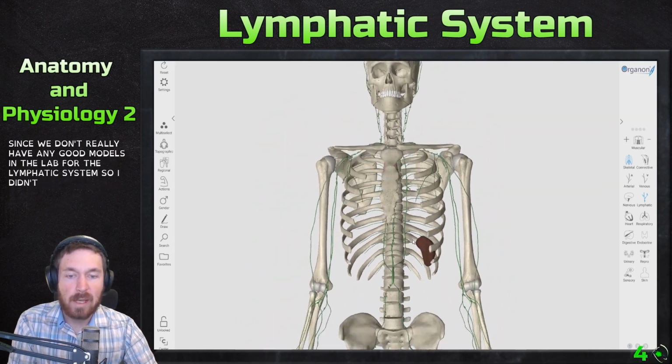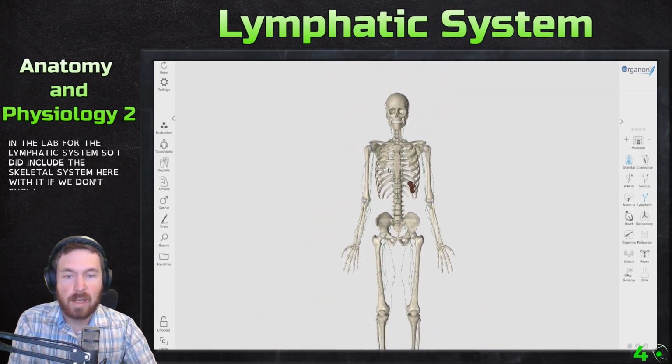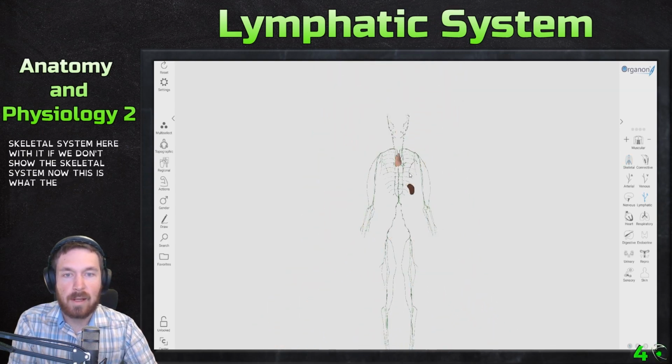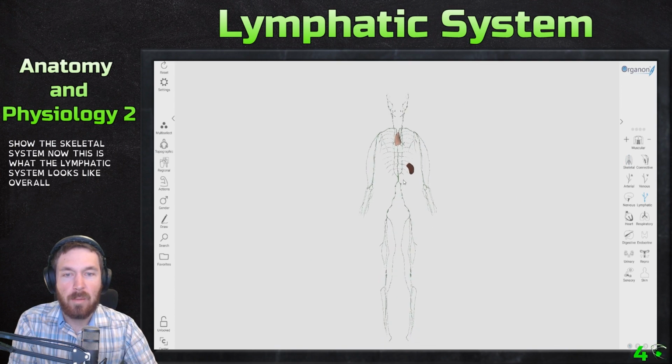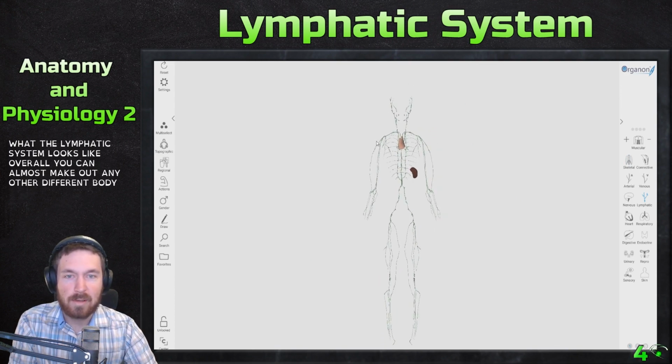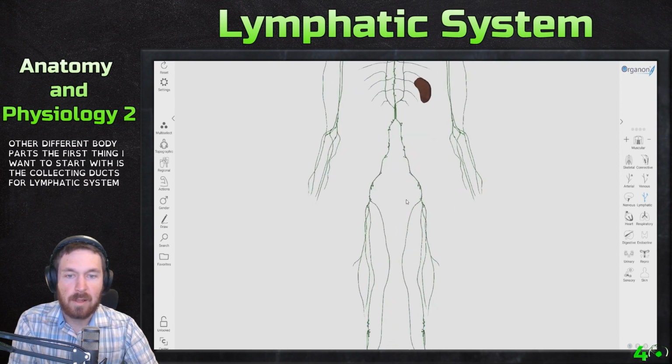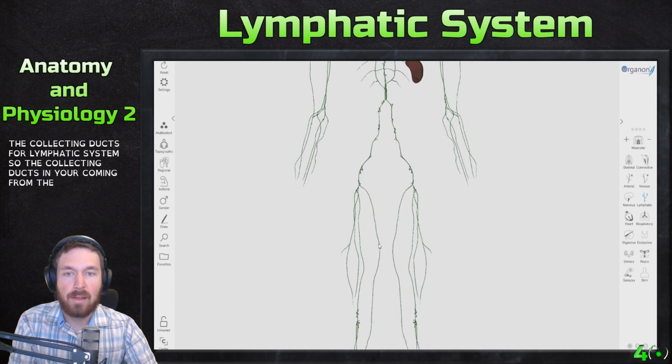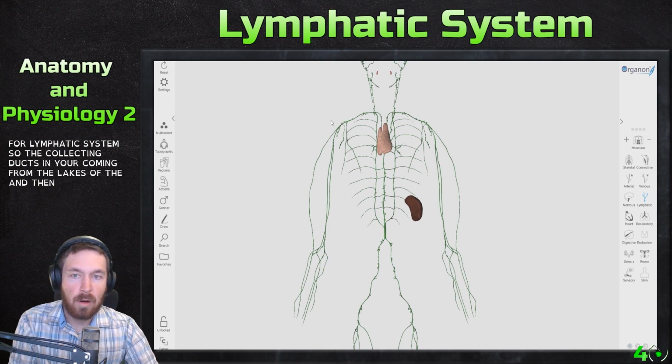So I did include the skeletal system here with it. If we don't show the skeletal system, this is what the lymphatic system looks like overall. You can almost make out the different body parts. The first thing I want to start with is the collecting ducts for the lymphatic system, coming from the legs of the thigh and then up the arms and so forth.